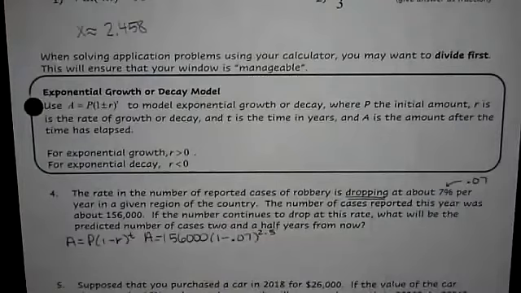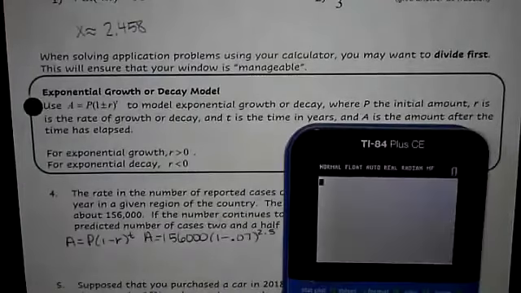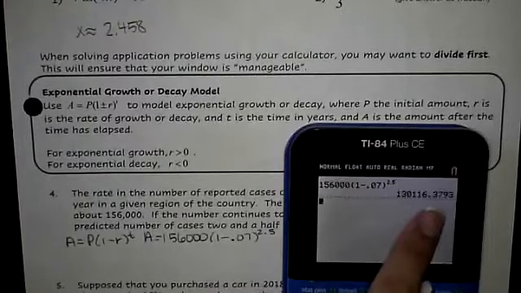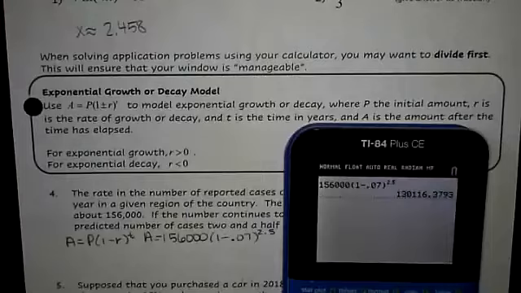So we're going to put this in the calculator. 156,000, and you can't put this exactly the way you see it. 1 minus 0.07 raised to the 2.5 power. That's 130,116.38. Now, in this case, we're talking about the number of cases of robbery. You can't really rob a third of someone, so you would want a whole number for this. You can truncate or round, either one.